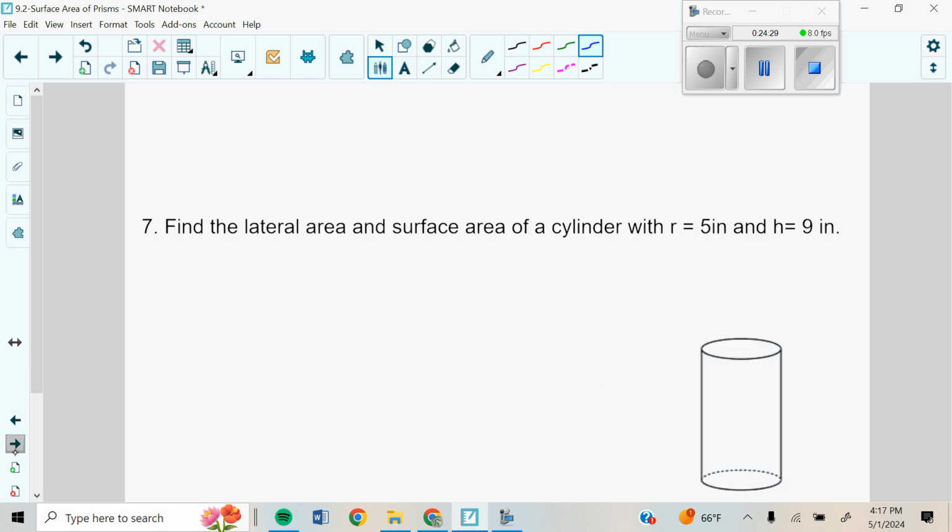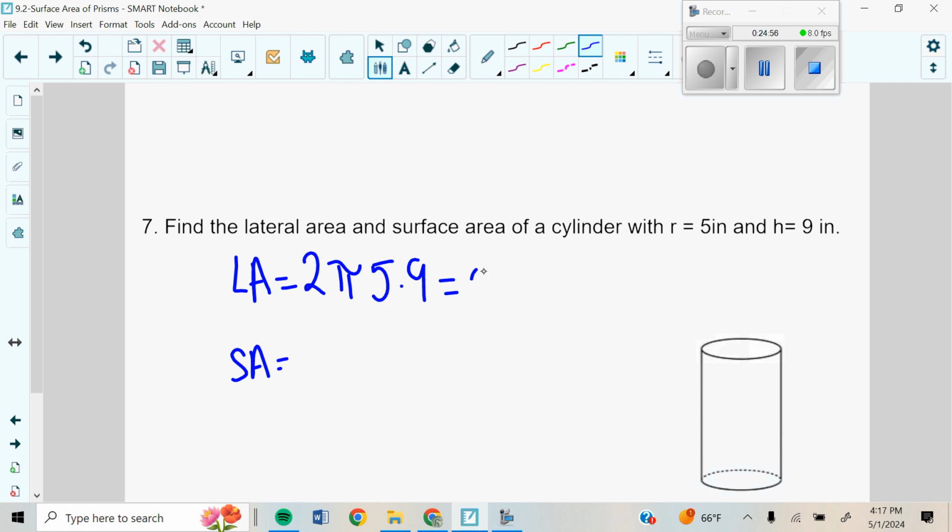All right, find the lateral area and surface area of a cylinder with a radius of 5 and a height of 9. So this one's nice, they just gave them straight out to us. So our lateral area is going to be 2 times pi times 5 times 9. And you'll go ahead and grab that calculator. 2 times pi times 5 times 9, we're going to get 282.7. Again, I'm going to use the rounded there. If you don't, we're going to just be ever so slightly off.